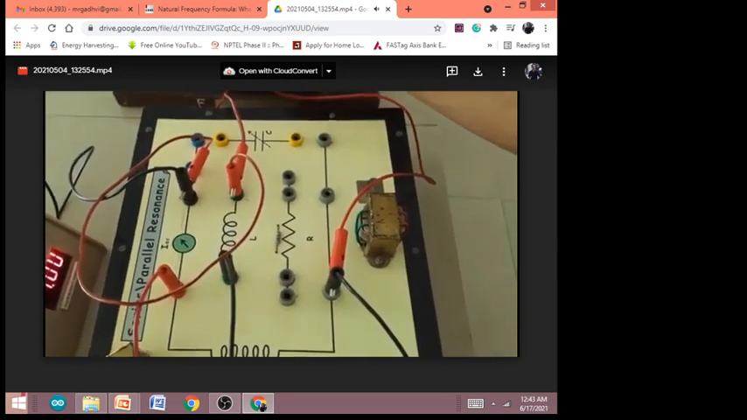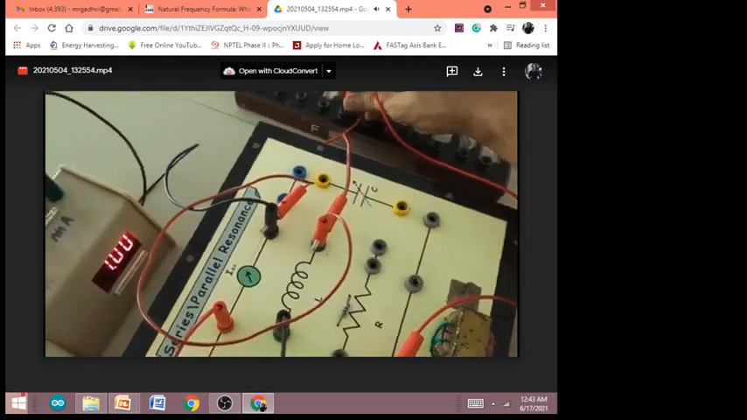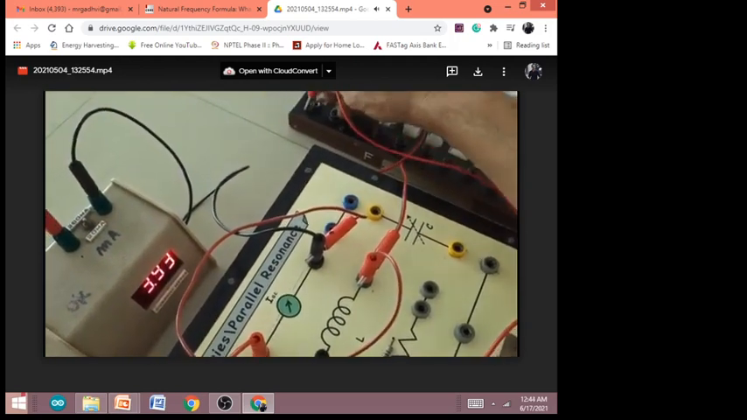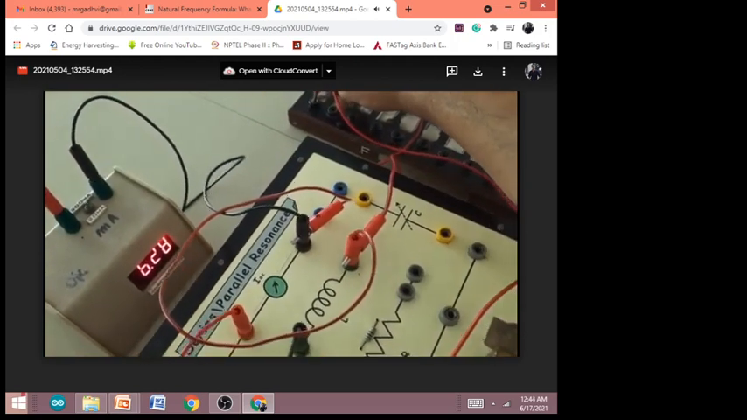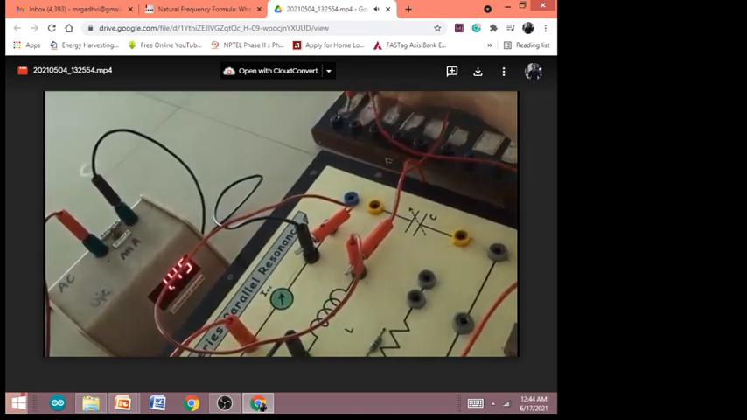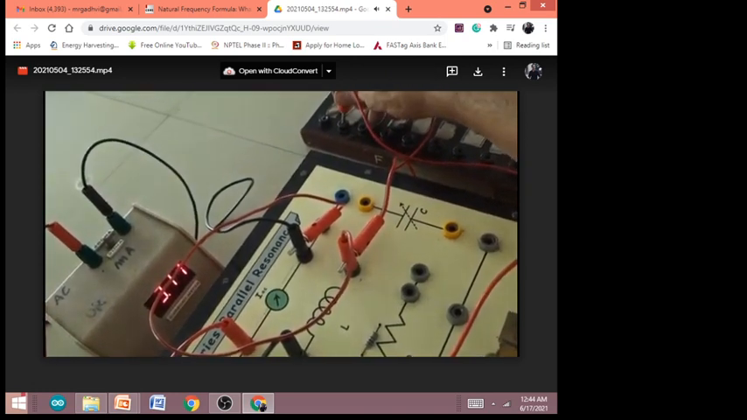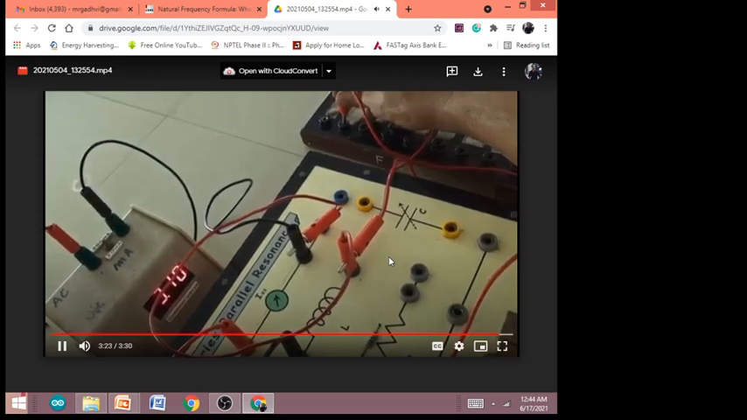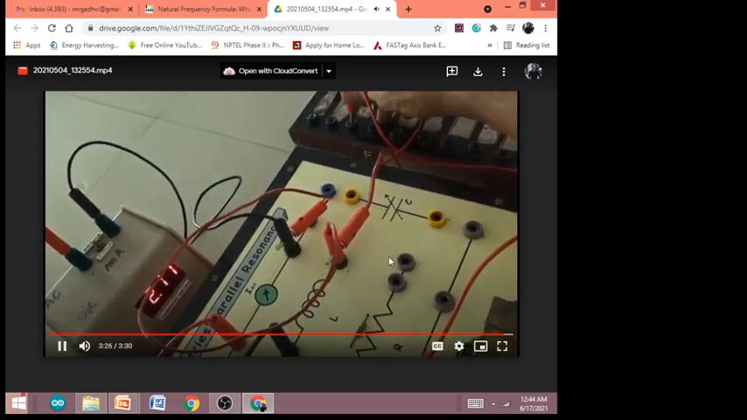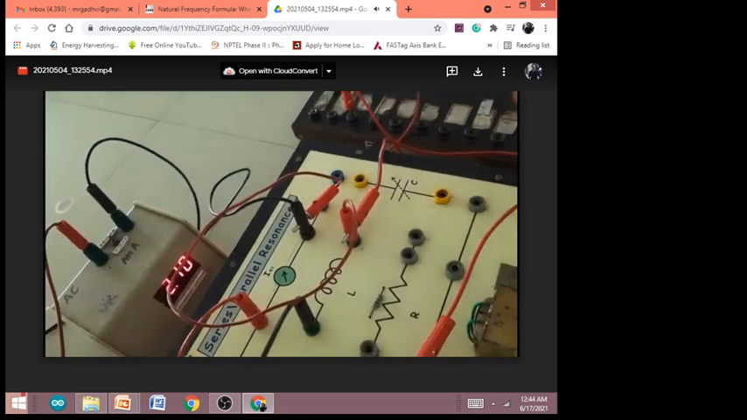Again, the way of taking reading is similar. So you can look at 6.28 for first, 3.11 for second, 2.11 for three, and so on.